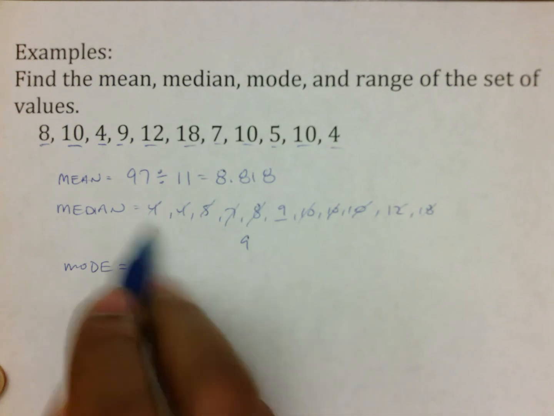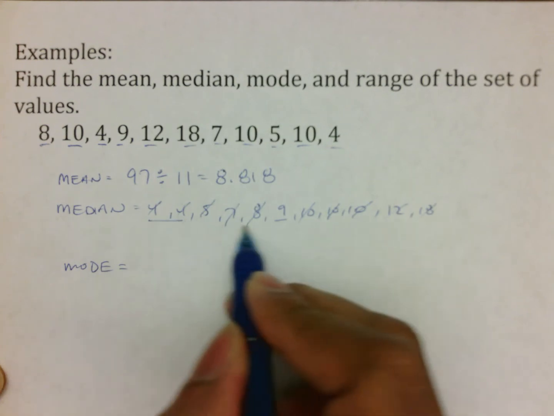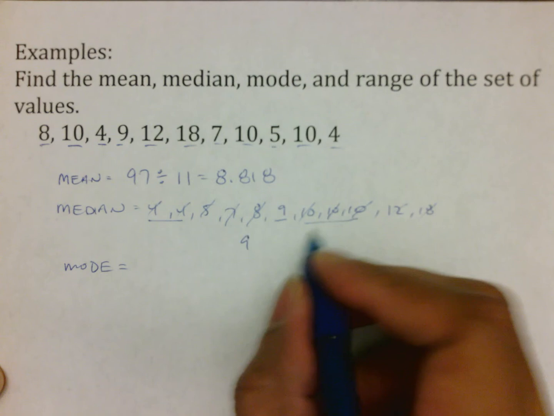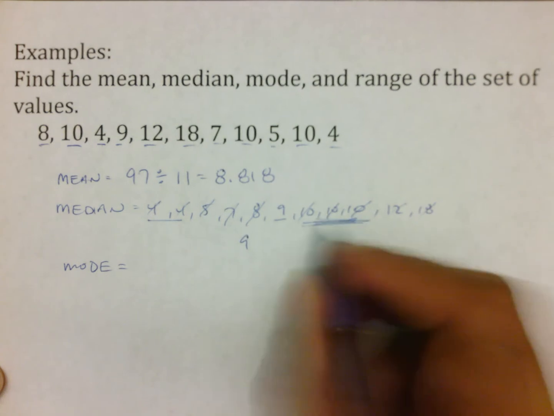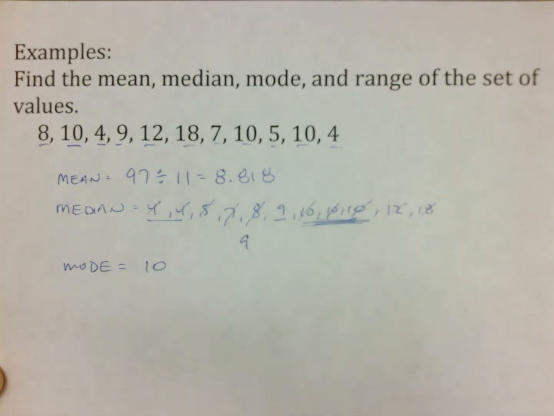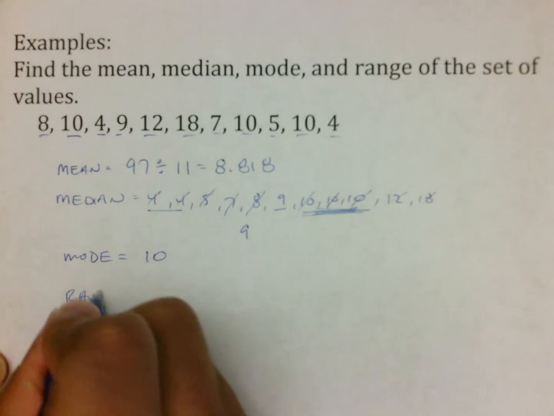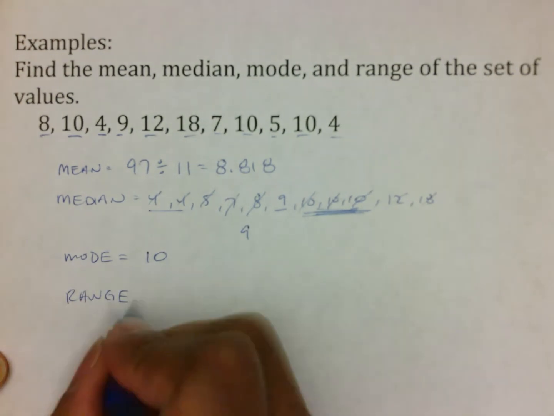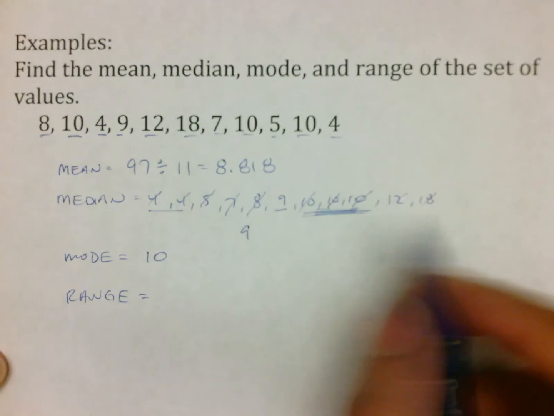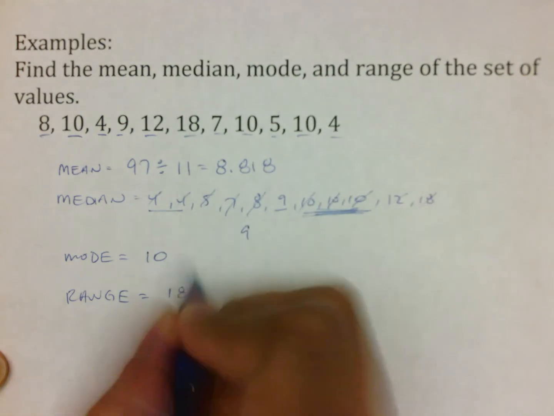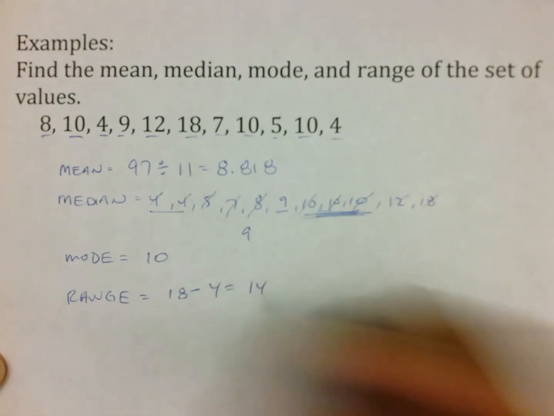And if you look at this list, we have 2 4s, 3 10s, and so the one that occurs the most is the one that would win in votes in terms of popularity. 10 is the most popular number. And then your range is the result of just simply doing highest number, which now that it's in order is 18, minus 4, or 14.